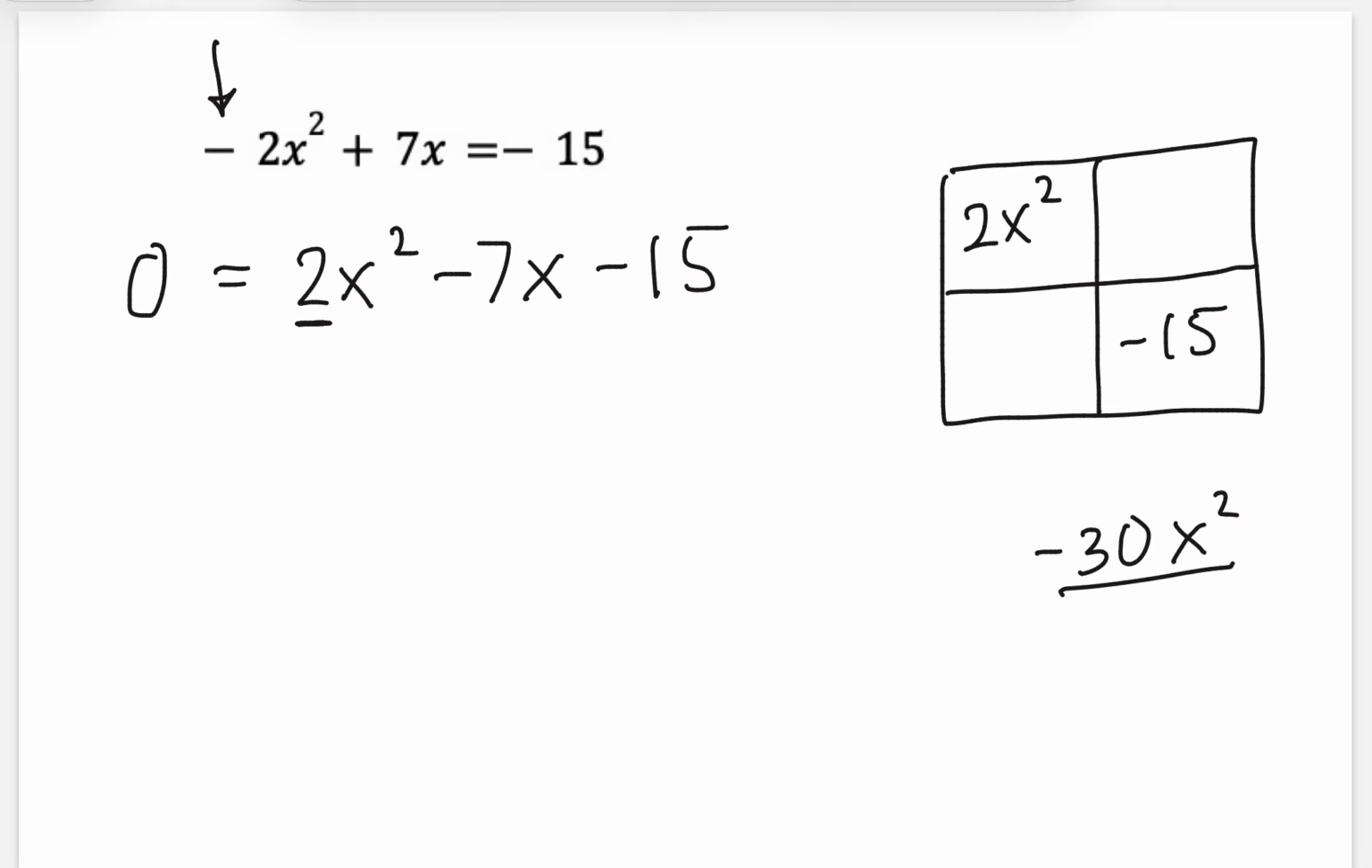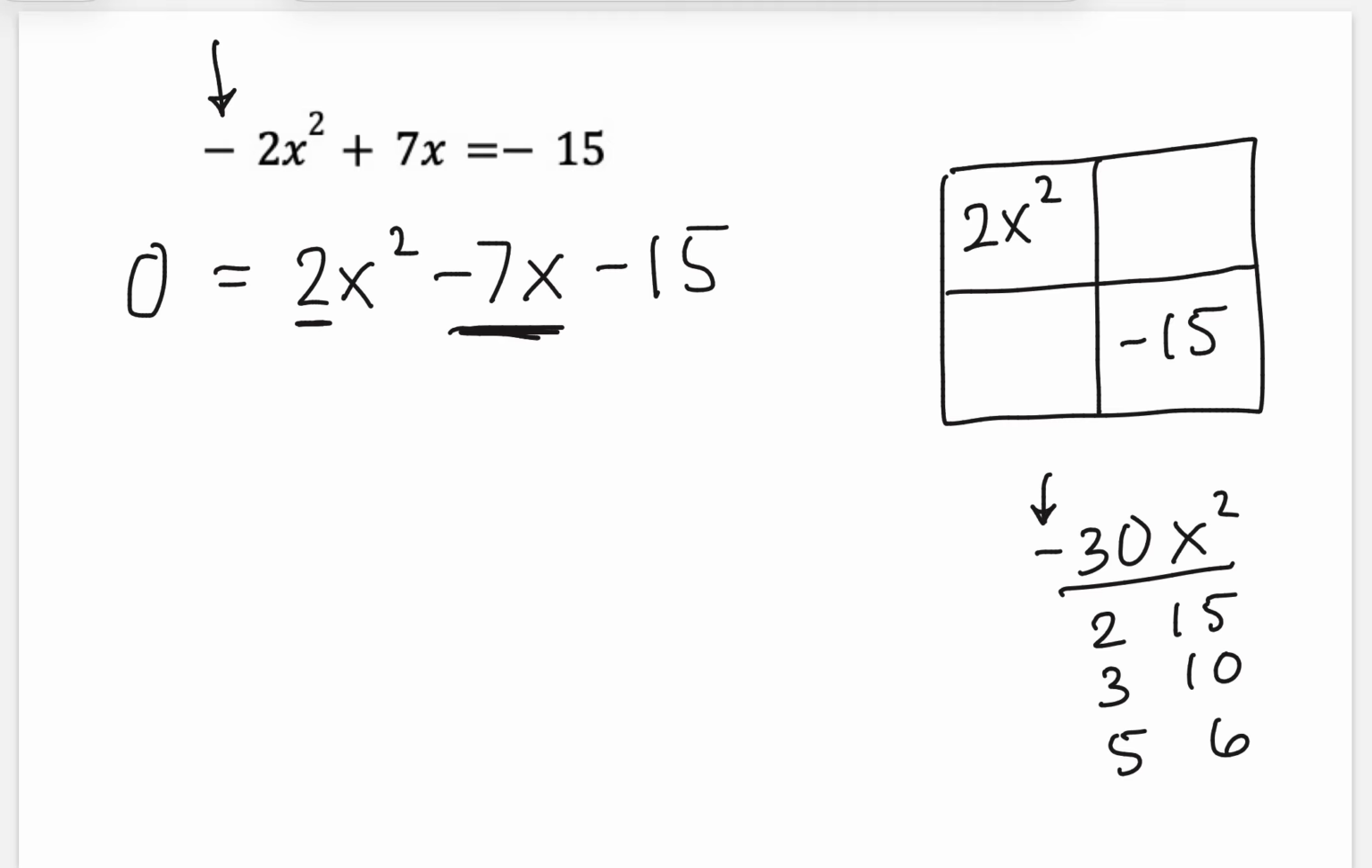So I'm looking for, similar to the last example, 2 numbers that multiply to negative 30, but they need to add to that middle term, which is negative 7x. So I'm thinking of 30. I think of my factors of 30. That could be 2 and 15. It could be 3 and 10. It could be 5 and 6. And I know that one of them needs to be negative because they've got to multiply to a negative 30. And I know that they need to add to negative 7.